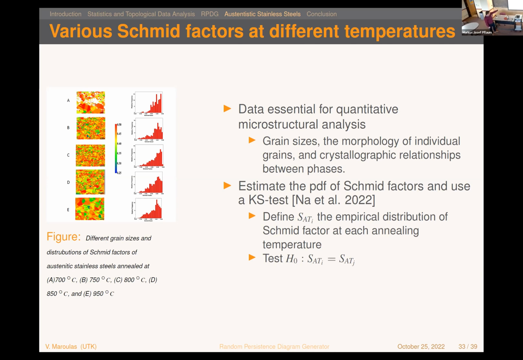And as I said, these guys are French material scientists. What they've done is a Kolmogorov test. So basically they say, okay, let me consider this histogram, this histogram, this histogram, and so on and so forth, and test the hypothesis: is the histogram of temperature I the same as temperature J for all IJ pairs? For which the I and the J are the various different temperatures right here.